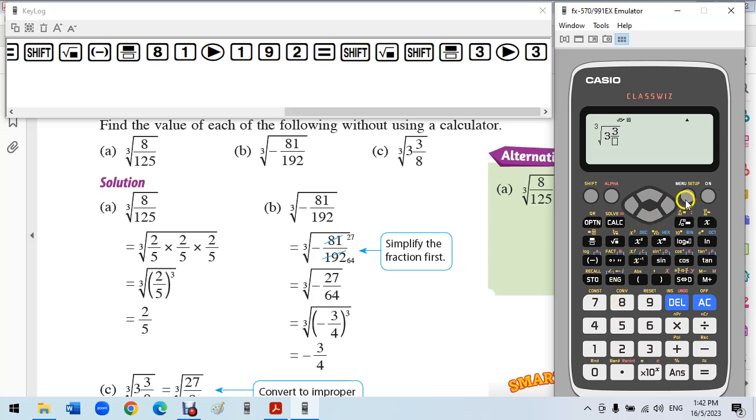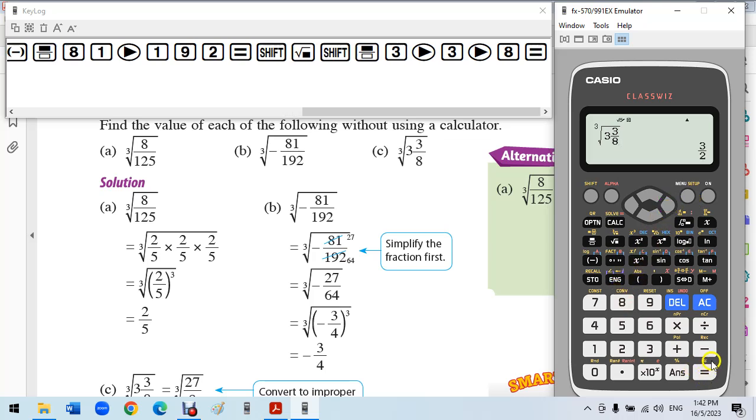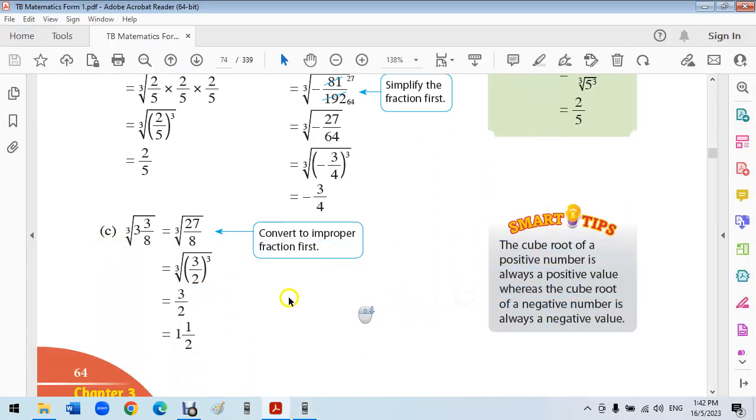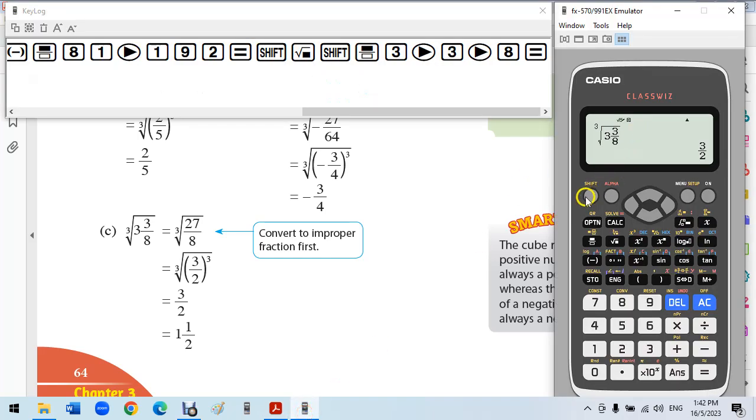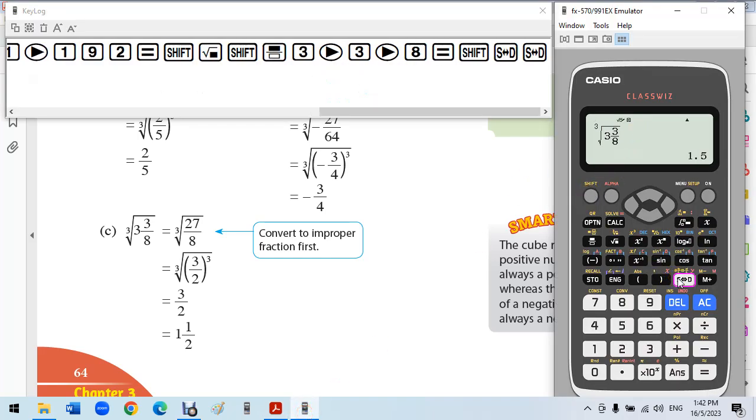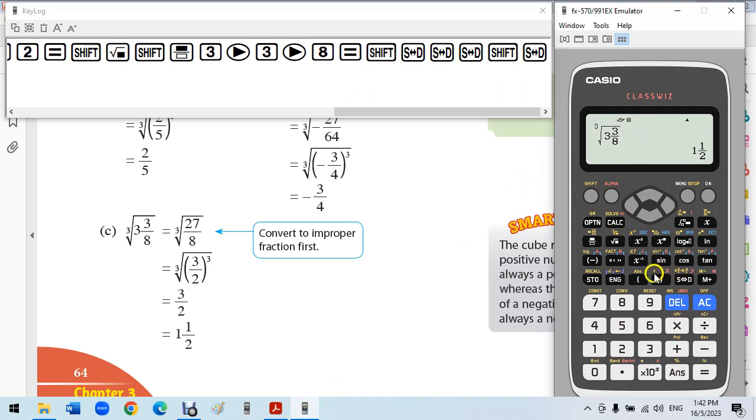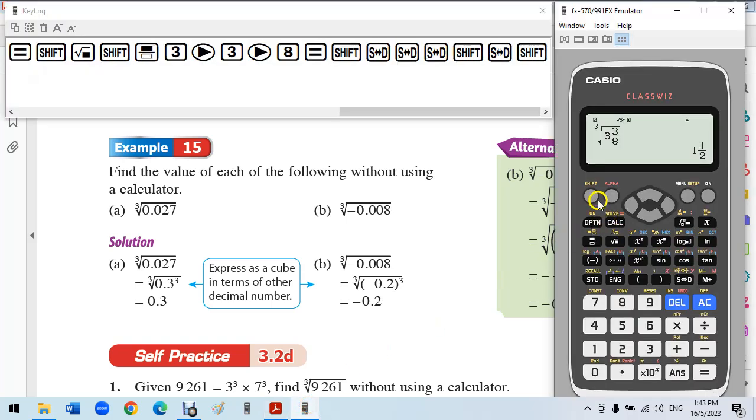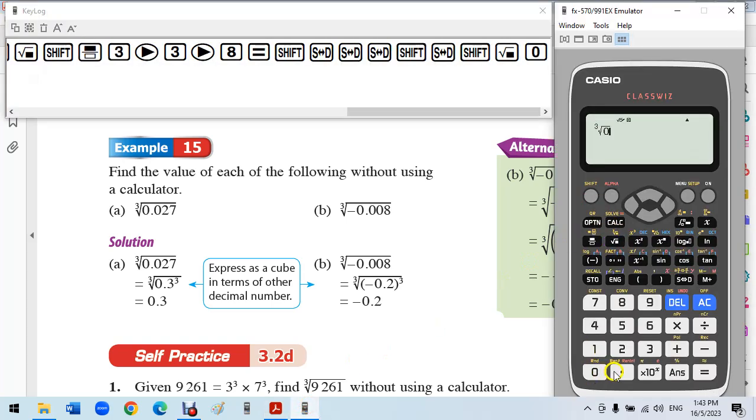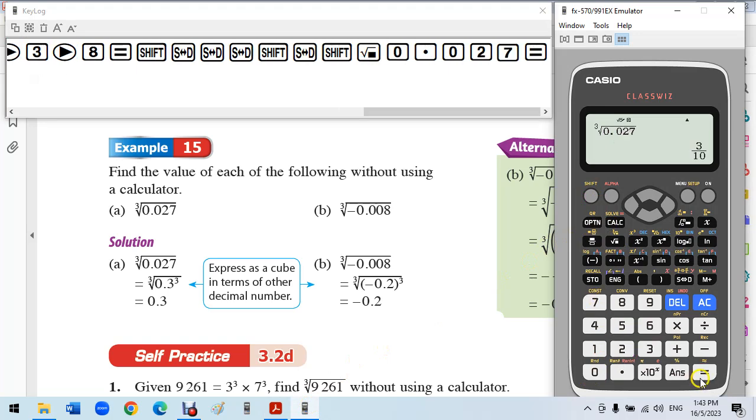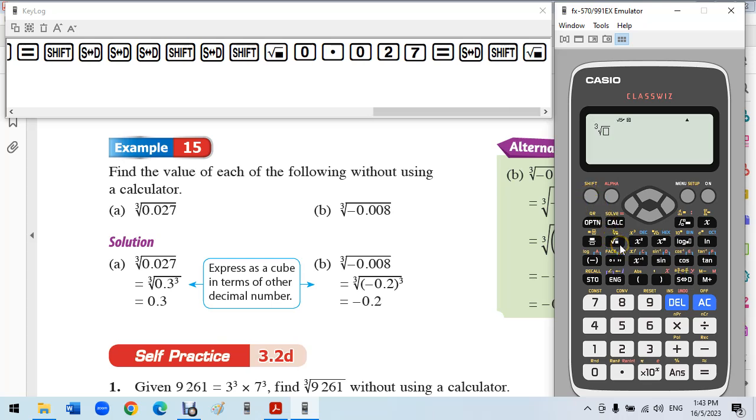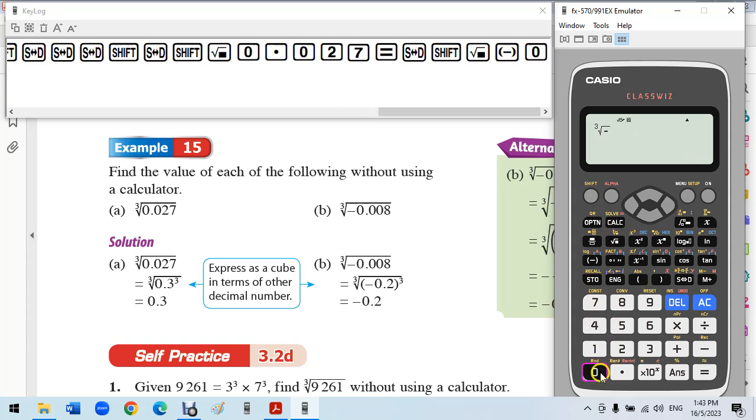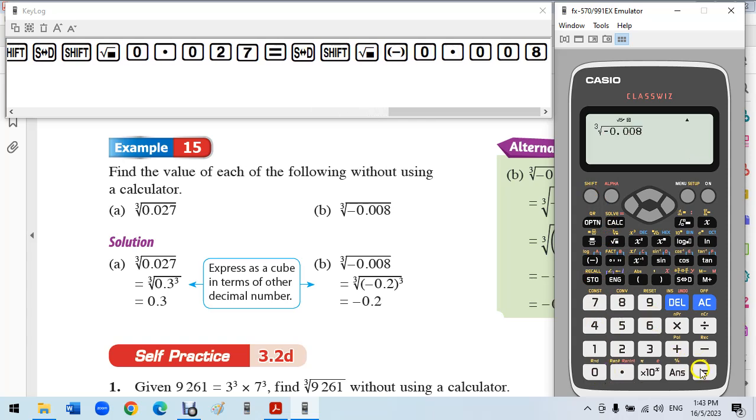Okay, so we have 3 over 2. Okay, 3 over 2, press shift SD. Okay, so this one we want to find the cube root of 0.027, 0.3, and cube root of negative 0.008. Then I have the negative 0.2.